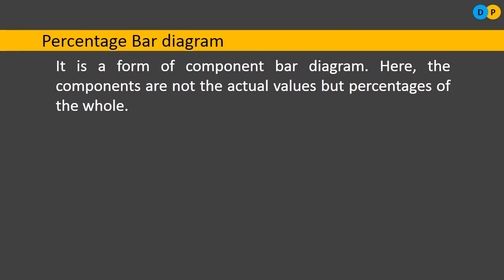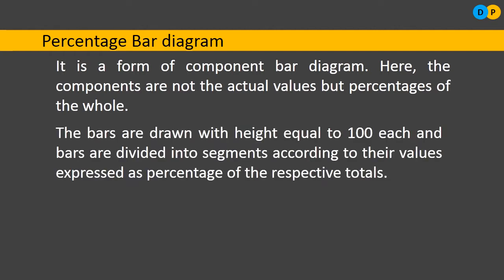Next, as I told you, the components are not actual values. The entire length of the bar will be divided into multiple small components or segments. They are not considered by their actual values, but by the percentage of the whole. Next, the bars are drawn with height equal to 100 each. While representing a percentage bar diagram, we may have only one rectangular bar, or n number of rectangular bars. That's not a matter here. But all these rectangular bars are of equal height. What is that height? The height is equal to 100.